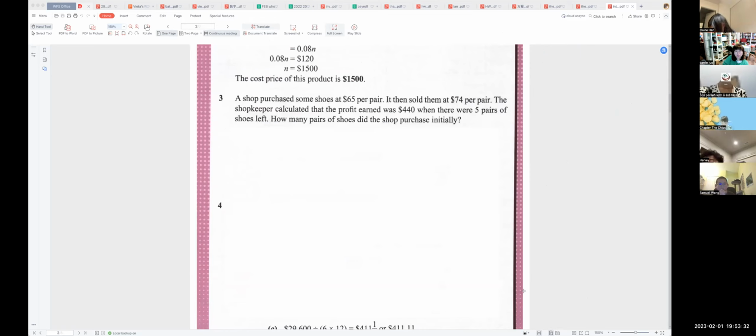Okay, a shop purchased some shoes at $65 per pair and then sold them at $74 per pair. OK, 好，这个 shop 呀，买这个鞋子 buy these shoes was $65 per pair. And I sold it for $74 per pair. Okay, so the shopkeeper calculated the profit and earned was $450 when there were 5 pairs of shoes left.